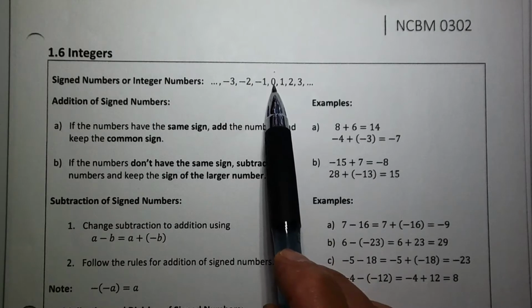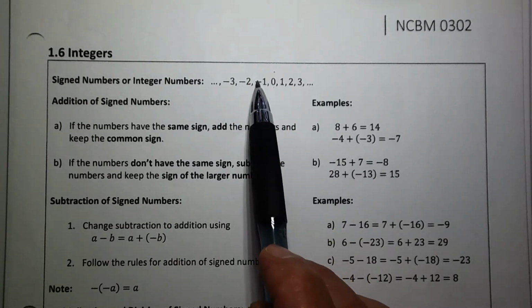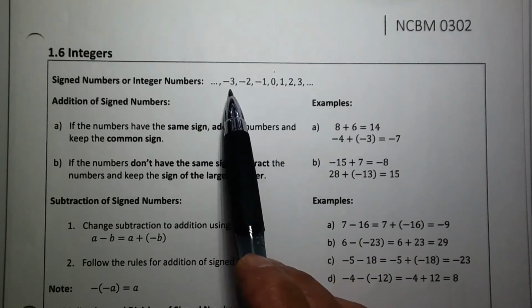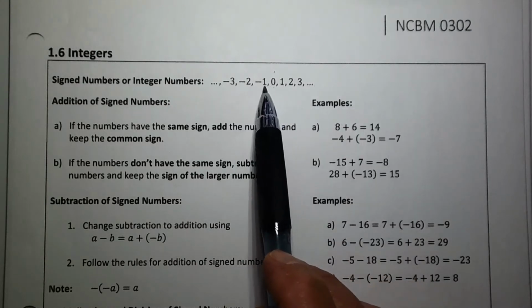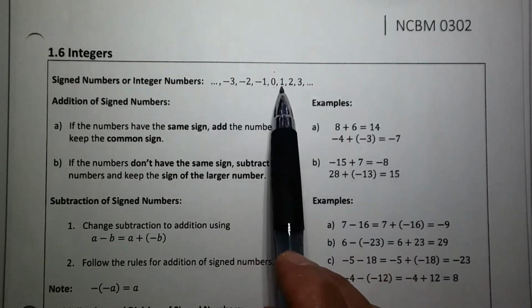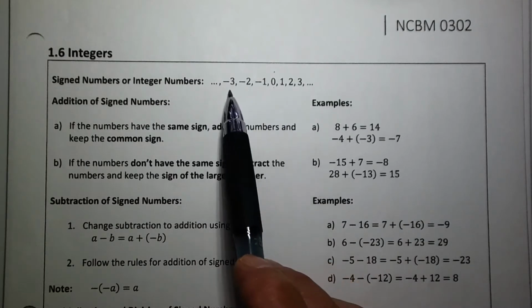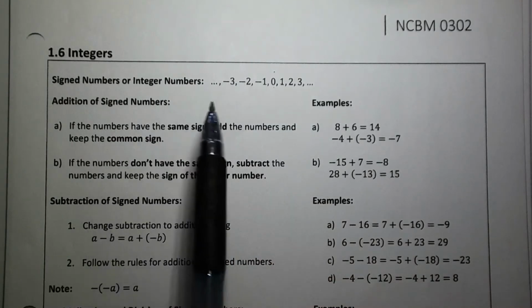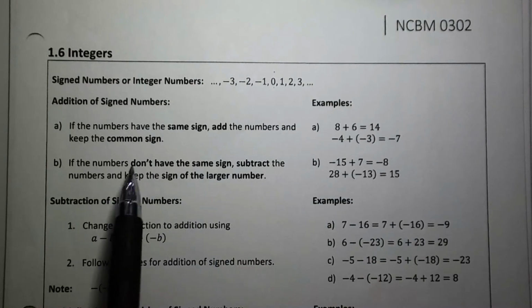0 is a natural number, and the opposite of 1 is negative 1 on the other side of 0. Opposite of 2 is negative 2. Opposite of 3 is negative 3. Any number to the right of 0 is positive. Any number to the left of 0 is negative. So again, integers are whole numbers and their opposite on the other side of 0. We can add them, subtract them, multiply, and divide.